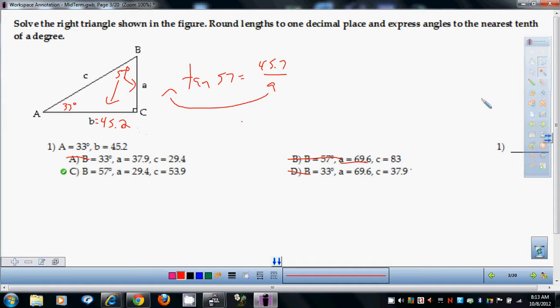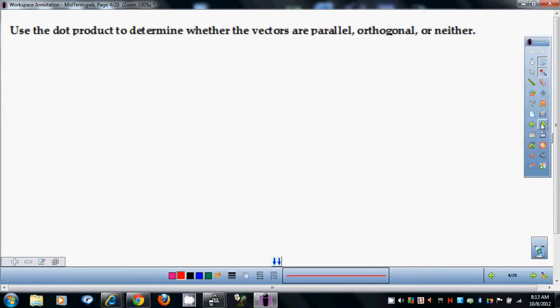Okay. Question number 2. Use the dot product to determine whether the vectors are parallel, orthogonal, or neither. What's this going to look like? Someone who hasn't spoken yet? It could be. Holly.